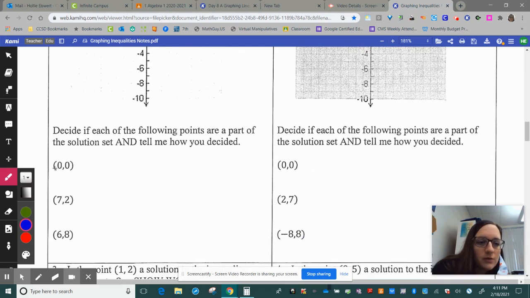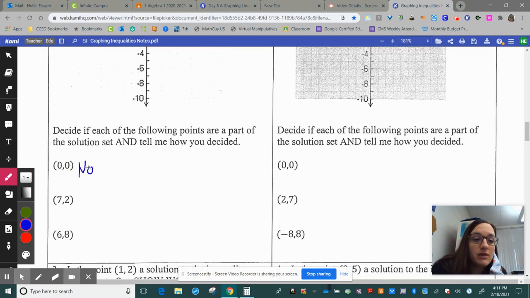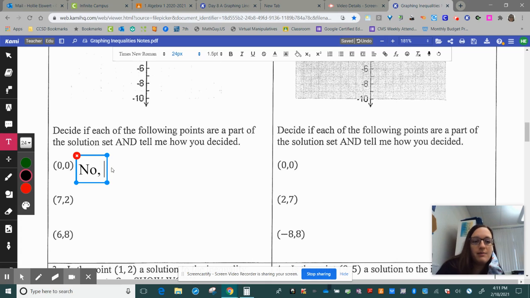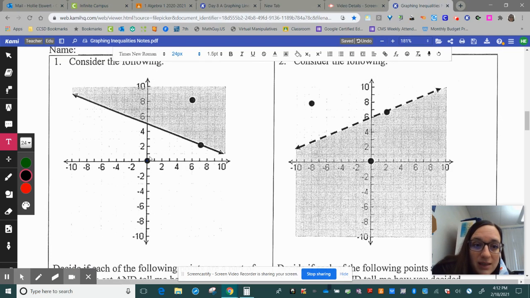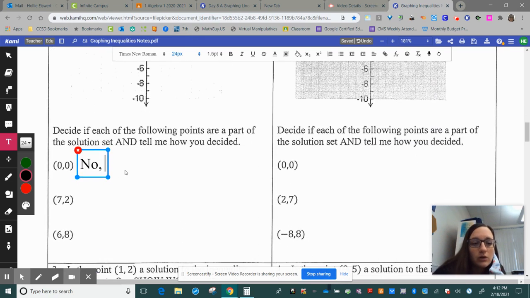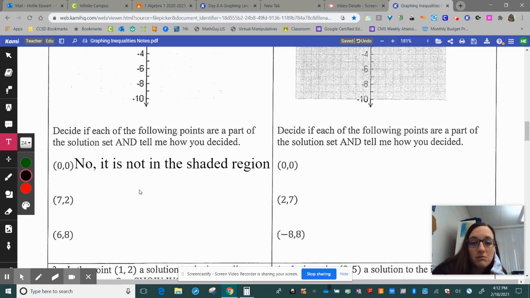Okay, here we go. So this first point is 0, 0. So here is our 0, 0. Is this a part of our solution set? No, it is not. Why is it not a part of the solution set? Great question. Oh, I can type this. Yes, I mean, no is our answer, but yes, I can type it. For no, it's not a solution because it's not in the shaded area. It's way over here. This is obviously a boundary line that says just from here and above, nothing below. So no, it is not in the shaded region. I think I spelled that right.